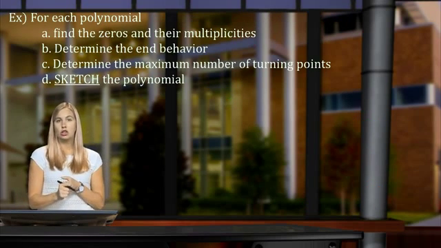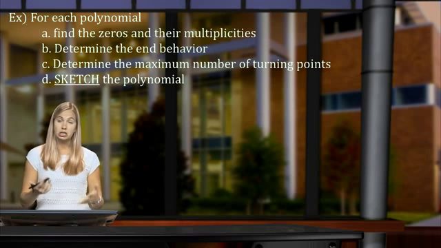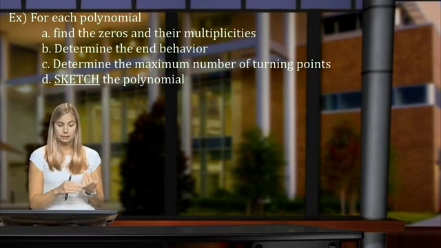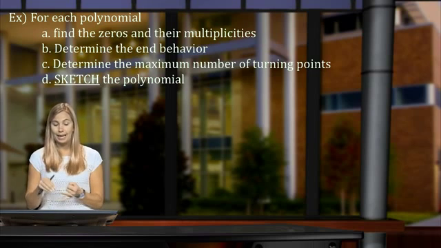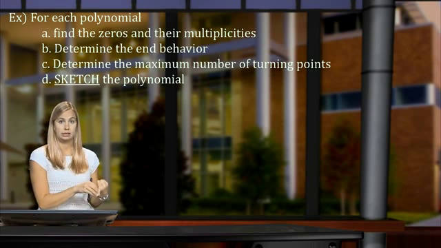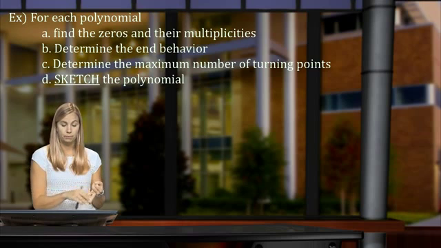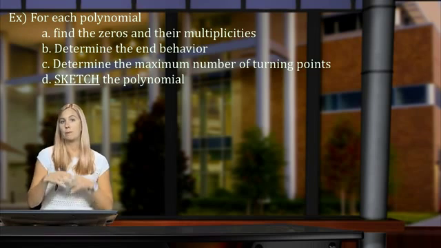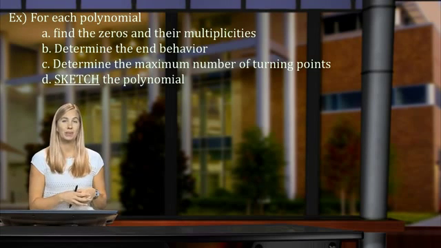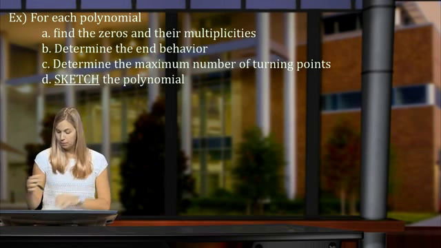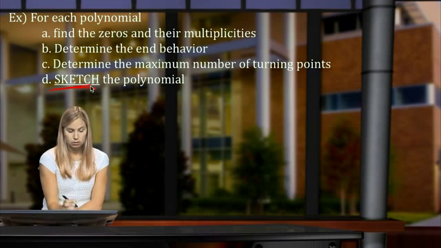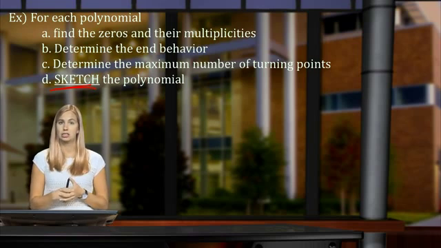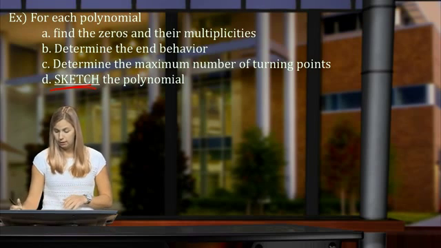Okay, so we're going to look at some polynomials, and for each of the following polynomials, we're going to do the following. We're going to find the zeros and their multiplicities. We're going to determine the end behavior of the graph of the polynomial. And then we're going to determine the maximum number of turning points. We're going to put all of that together to come up with a sketch of the polynomial. And again, notice that we're capitalizing and underlining sketch. These are not exact graphs. It's just an idea of what the picture is going to look like.